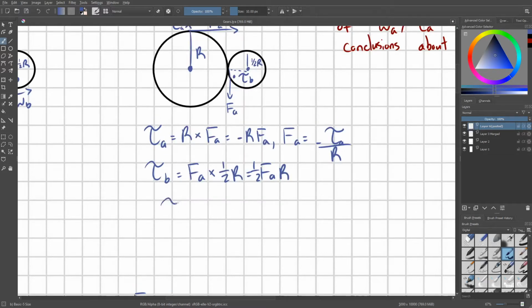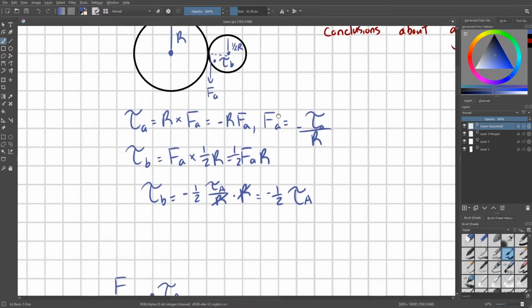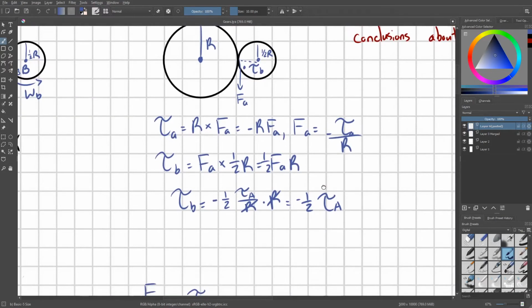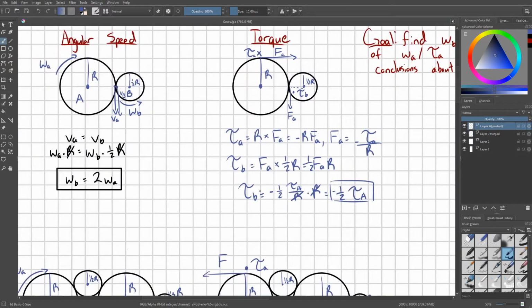And so we get that TB equals negative 1/2 times TA over R times R. R's cancel, leaving us with negative 1/2 TA. Again, let's note that the difference in sign here indicates that TB is going to point in the opposite direction of TA. So, we've lost torque when we go from a larger gear to a smaller gear.